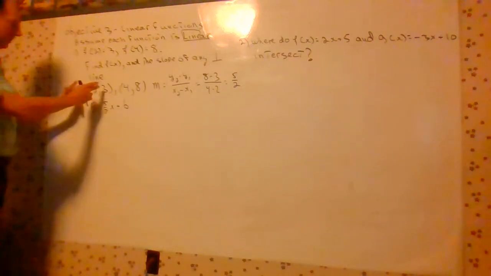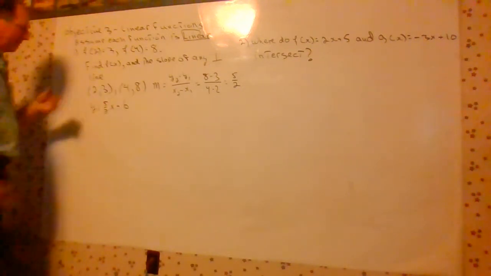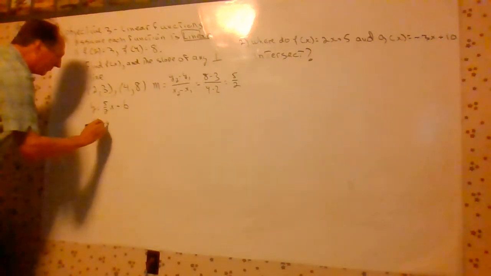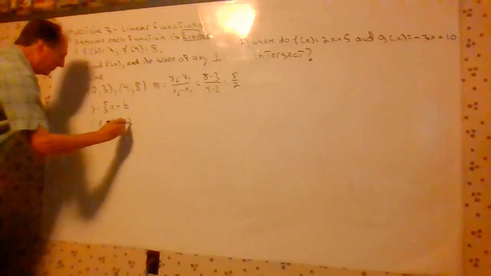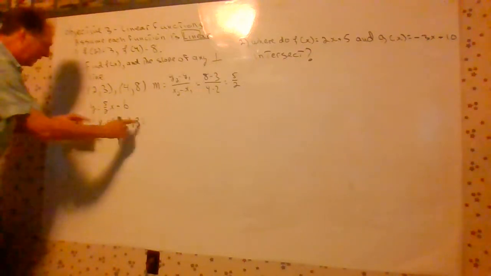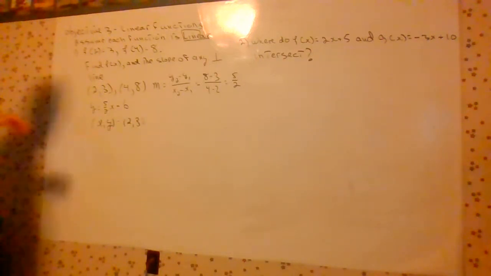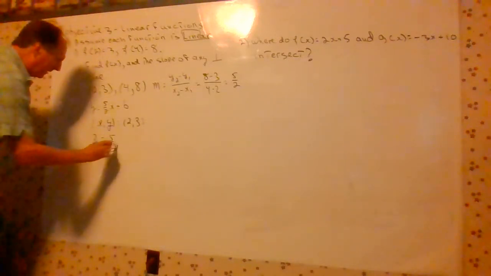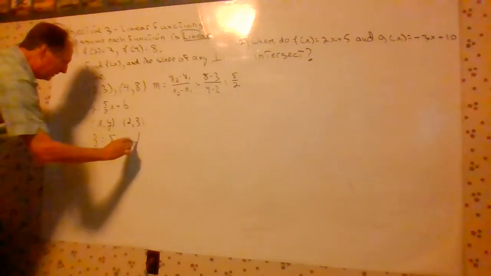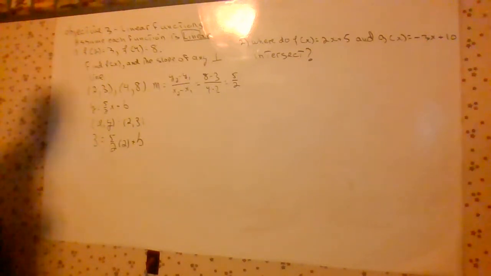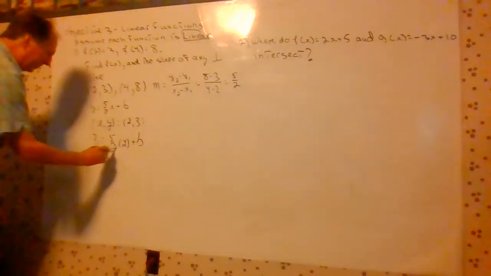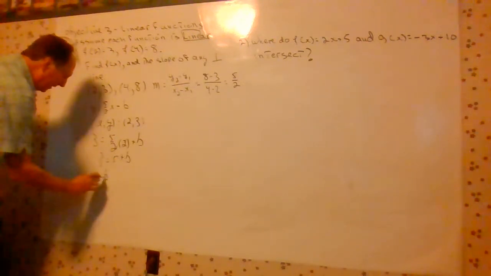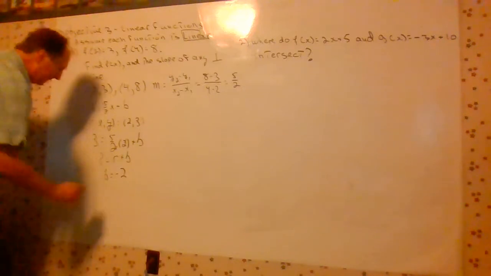Well, you can use (2, 3) or (4, 8). Take your pick. You can flip a coin, whichever one you want. But we have (x, y) equal to (2, 3). So x is 2, y is 3. We can substitute 3 here, equals 5 halves times 2 plus b. And cancel out the 2's. We have 3 is 5 plus b. And so we have b equals negative 2.